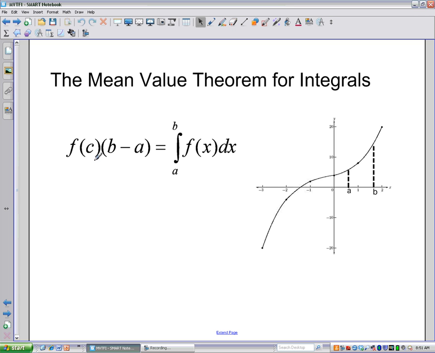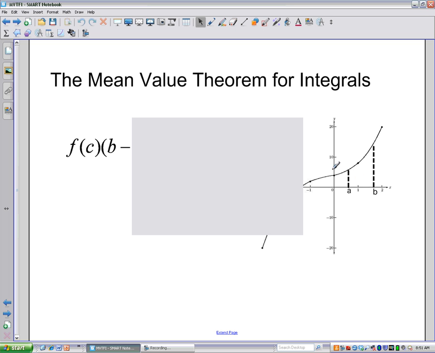So f of c times b minus a is equal to the integral from a to b of f of x dx. Essentially what this is talking about, the integral from a to b of f of x dx, think of that as the area under the curve.